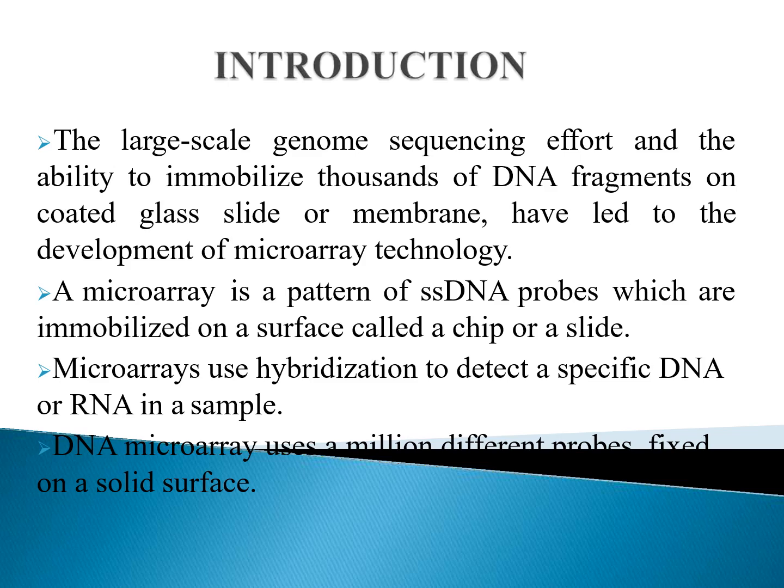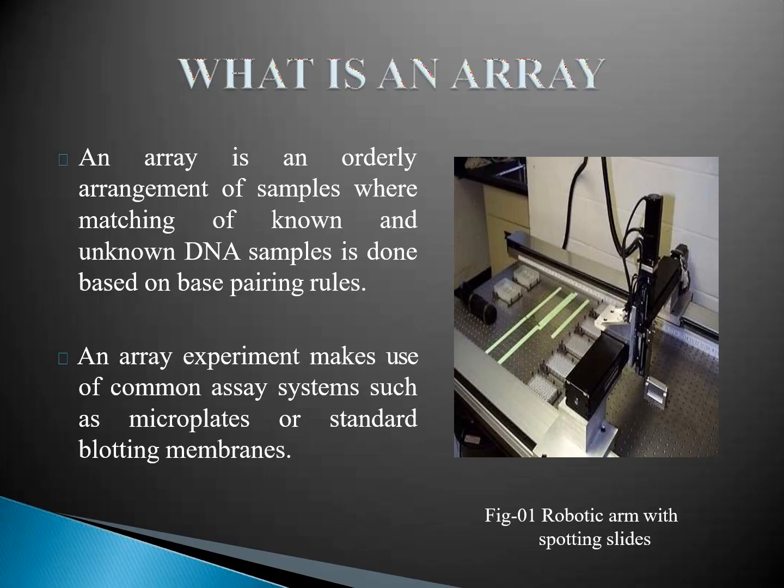Then this microarray technology makes use of hybridization to detect the specific DNA or RNA present in the sample. So you isolate your DNA or RNA from the sample, then you label them with some kind of reporter dye, and then you allow these single-stranded DNA or RNA molecules to hybridize with the probes which are coated on the glass slide. So this DNA microarray uses millions of different probes which are fixed on the solid surface of the glass.